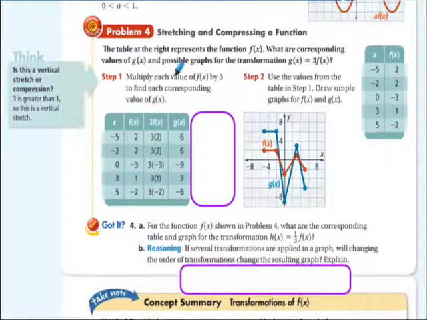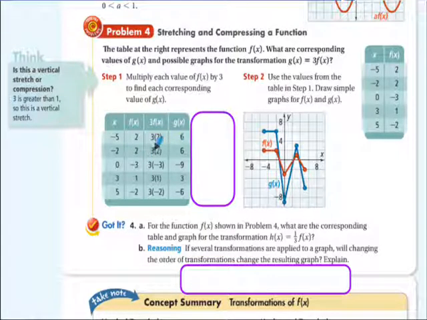Okay, so take a look at the table at the right. It says, what are corresponding values of g of x and possible graphs for the transformation g of x equals 3 times f of x? So we literally take the function that we have, and for every f of x, we're going to stretch it by 3. And we do that by multiplying.